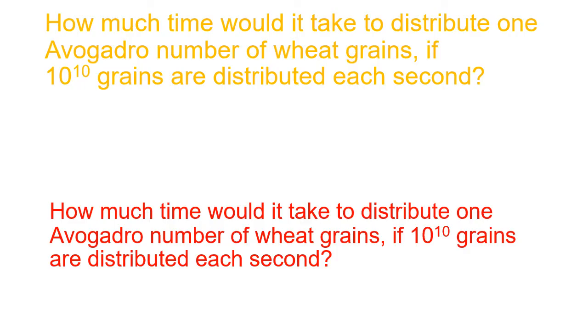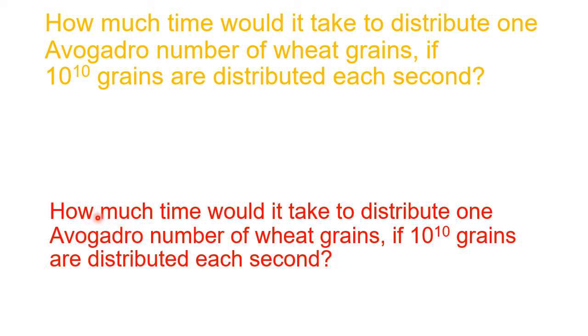Now, these two I am giving you as homework. Very easy. That's why it is for you to practice. How much time would it take to distribute one Avogadro number of wheat grains? Means 6.022 into 10 to the power 23 grains of wheat, if 10 to the power 10 grains are distributed each second. Either you can use this chapter's knowledge or even using the first chapter you can do it.